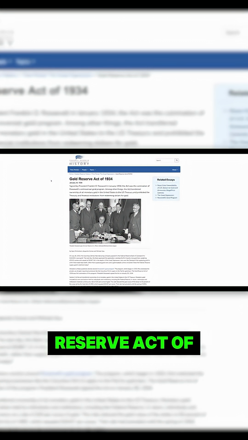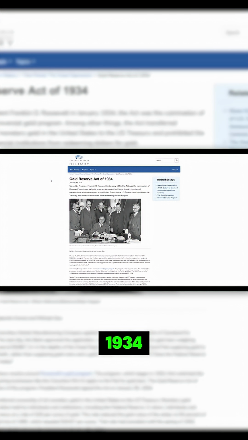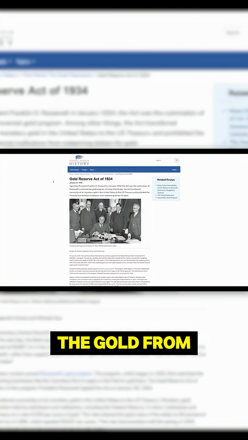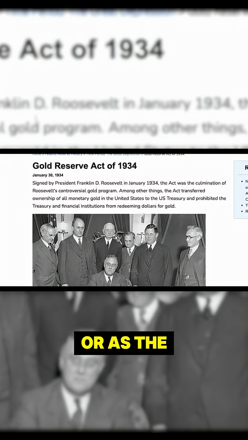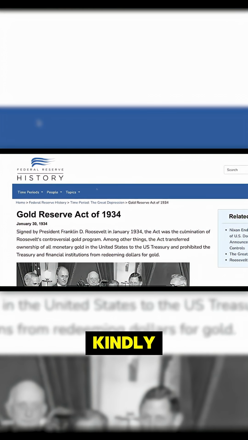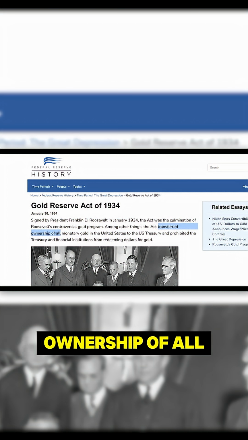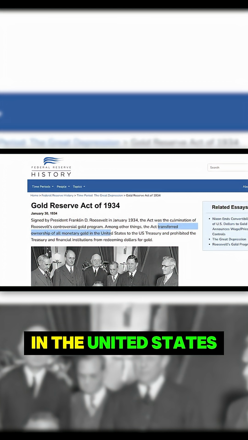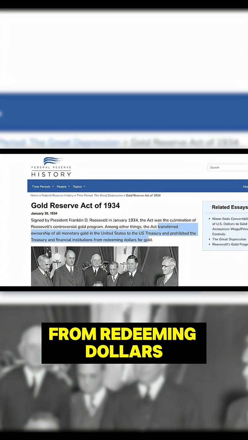If you look at the Gold Reserve Act of 1934, most Americans remember this as the act where FDR stole all of the gold from American citizens. Or as the Federal Reserve likes to put it kindly, the act transferred ownership of all monetary gold in the United States to the US Treasury and prohibited the Treasury and financial institutions from redeeming dollars for gold.